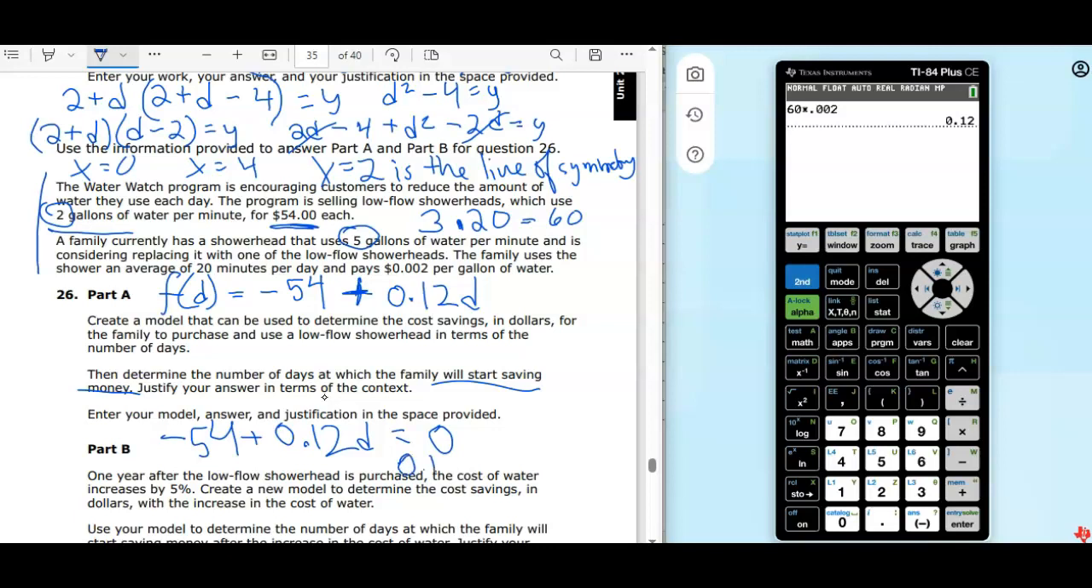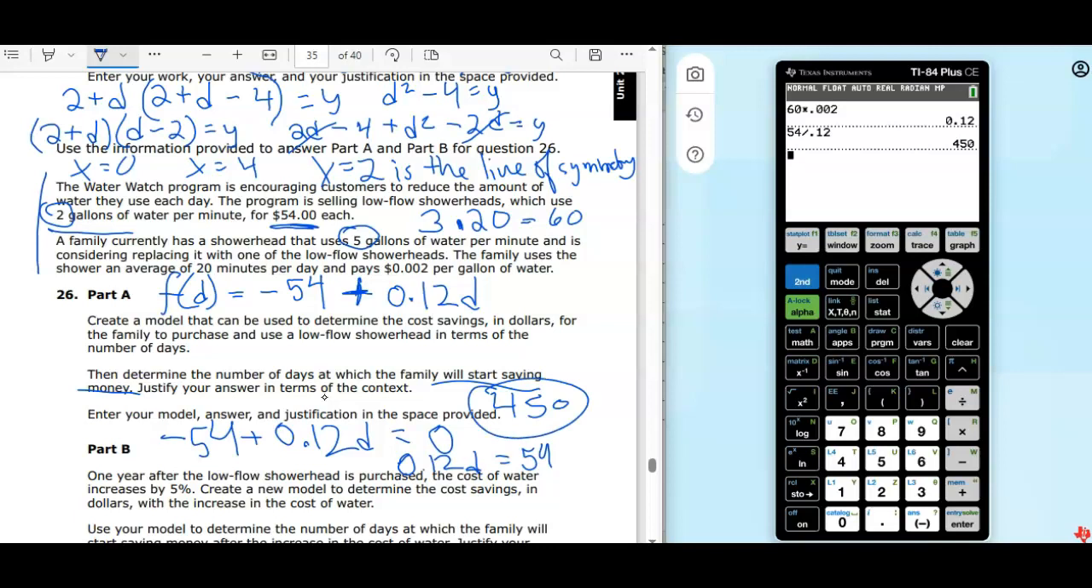So this will be 0.12d equals, I'm going to add 54 to both sides using my inverse operations. And then I'm going to divide by 12 cents. So 54 divided by 0.12 is 450 days. So it's going to take me 450 days to break even.